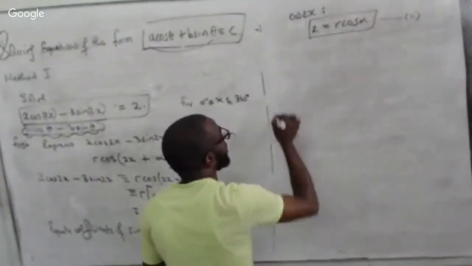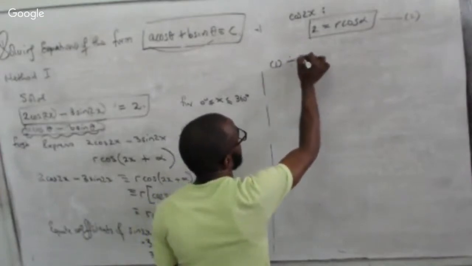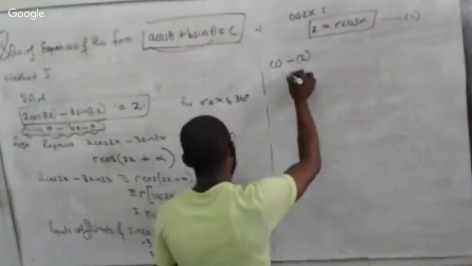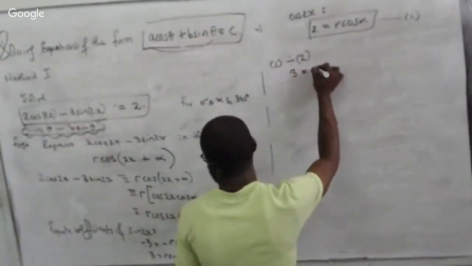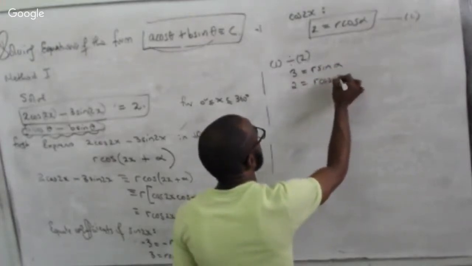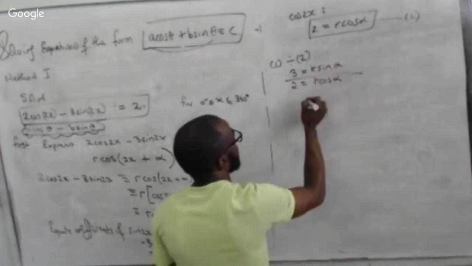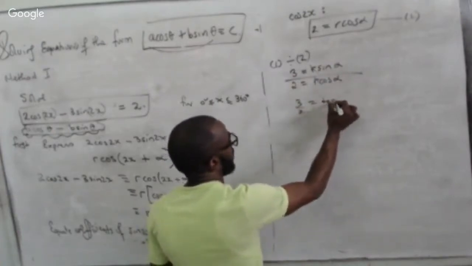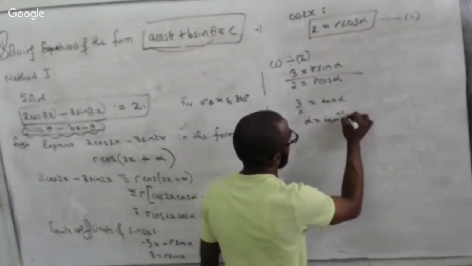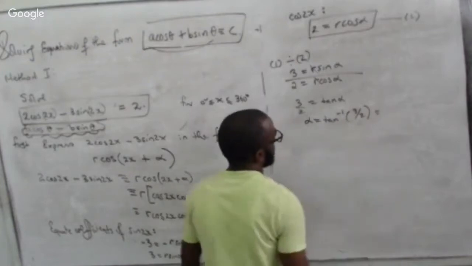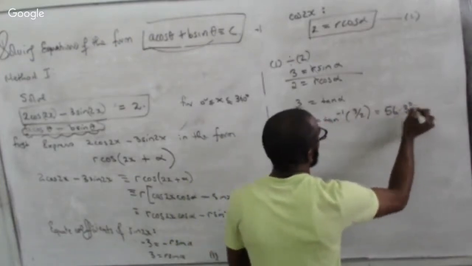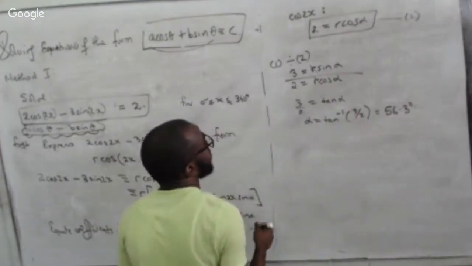Then, same procedure, you know. 1 divided by 2. Why did I do that? Because 1 contains sine and 2 contains cosine. So in this case, I will get 3 equal to r sine alpha and 2 equal to r cos alpha. Can you see that 3 upon 2 is equal to tangent alpha? So alpha is equal to tangent inverse of 3 upon 2. What is that again? 56.3 degrees.